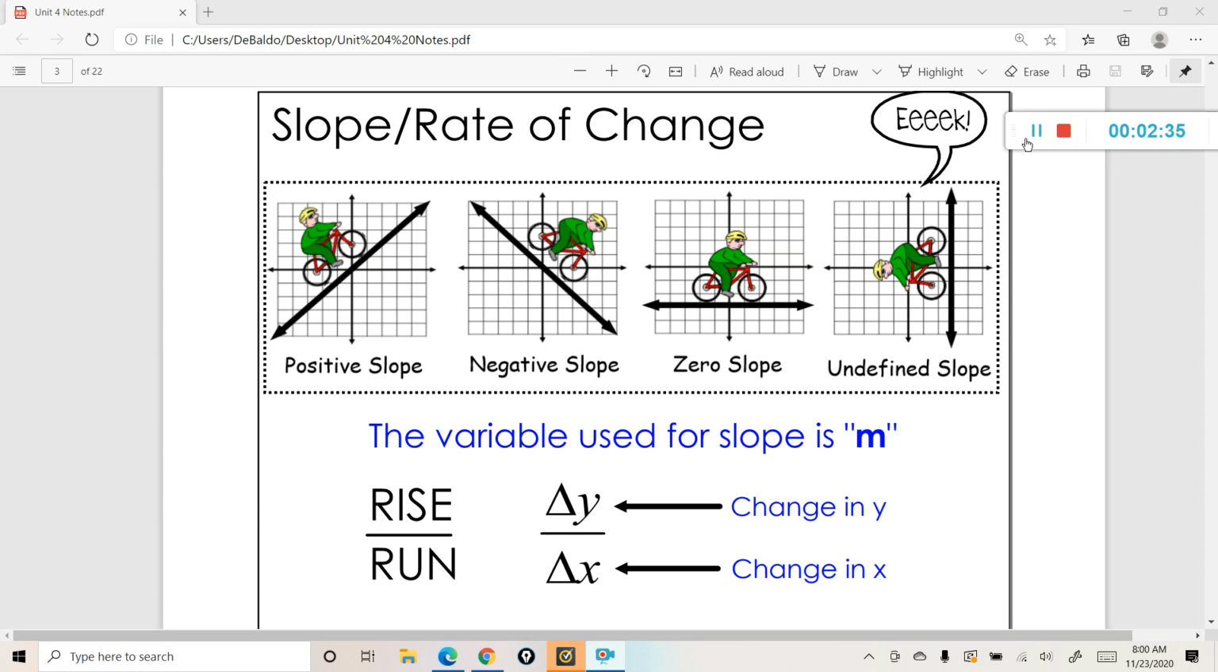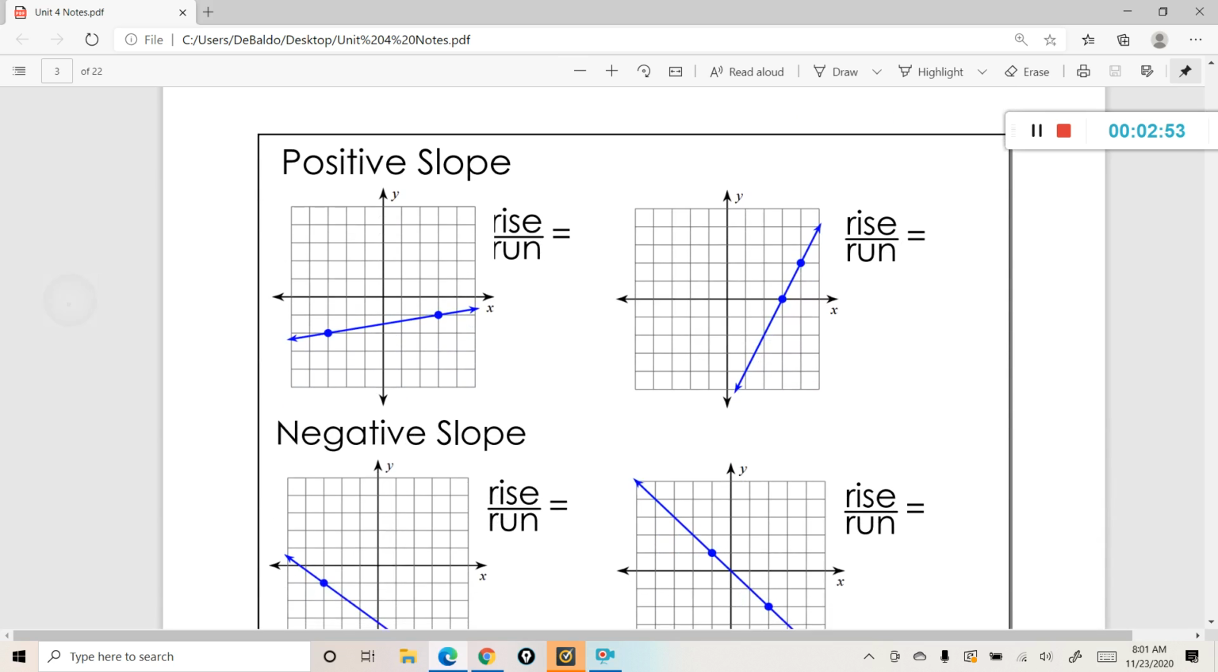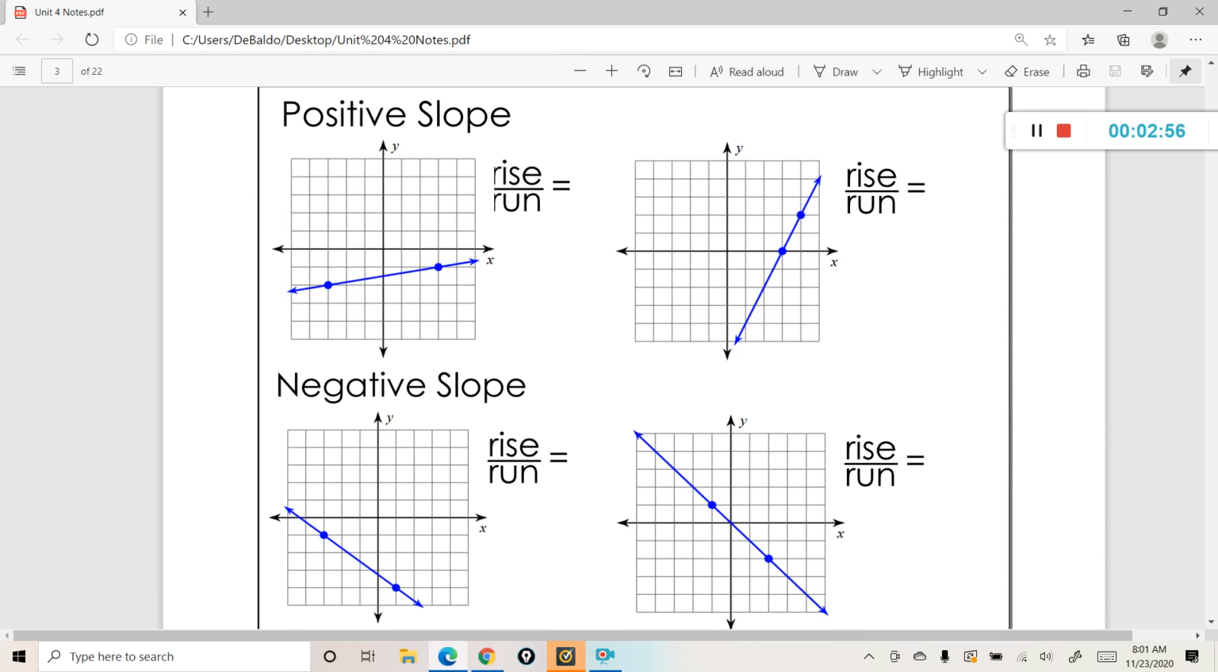And the run represents the change in the x values. Remember, those are the horizontal values. So the change in those x values represents the run. Let's go ahead and take a look at what this rise over run idea actually means in regards to a slope. So let's go ahead and take a look at some slopes. So these first 2 examples are positive slopes, and you can actually see that by just looking at the line itself. You can see that if you read these lines from left to right, you'd be going upward in that positive direction.